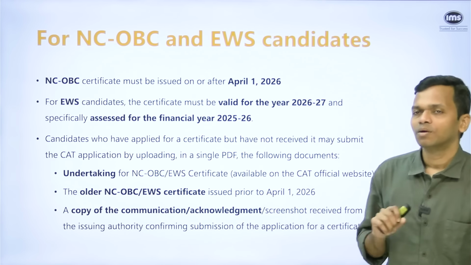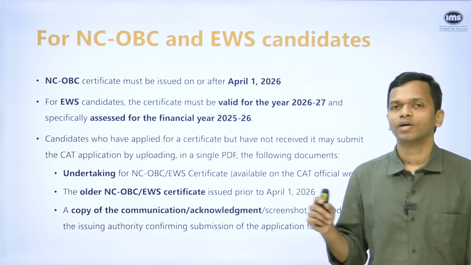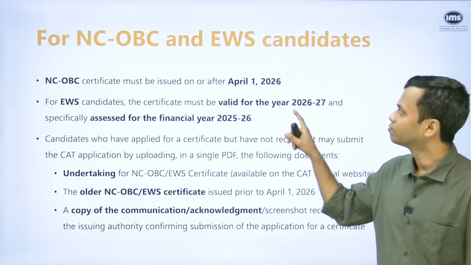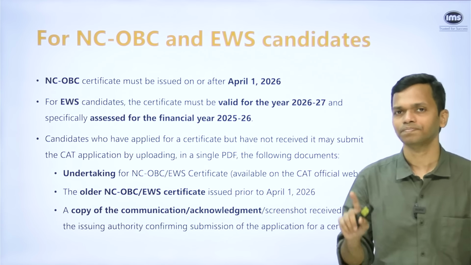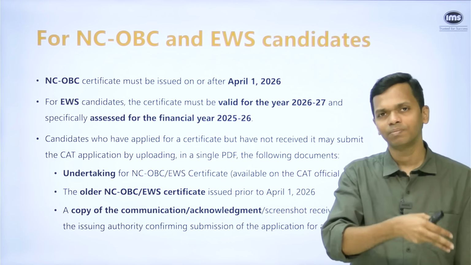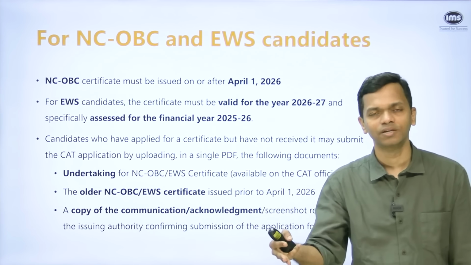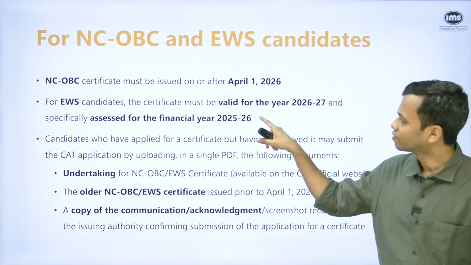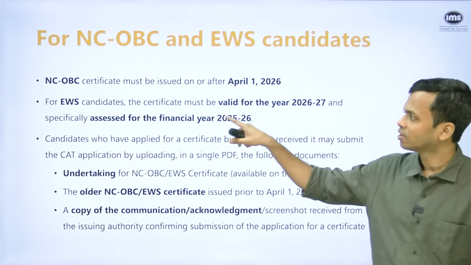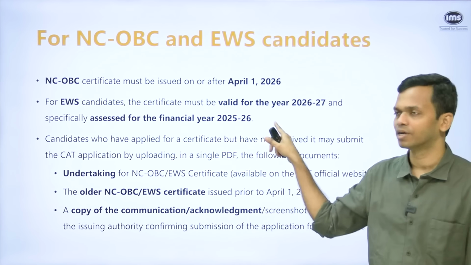Now for NCOBC and EWS, as I mentioned, this is where you need to be very careful. Firstly, the certificate should be issued after 1st April 2026. That is why you use the period from April till about September, when you actually begin filling the form, to get the document. For EWS candidates, the certificate must be valid for 26-27. The assessment financial year will be 25-26.